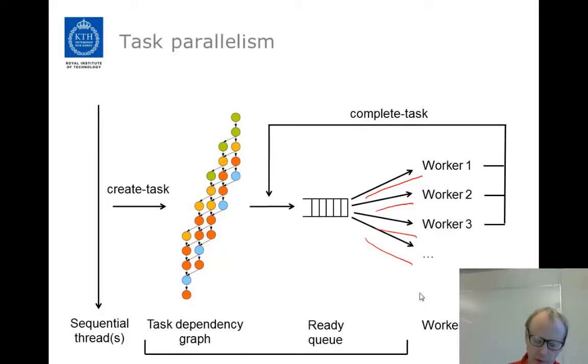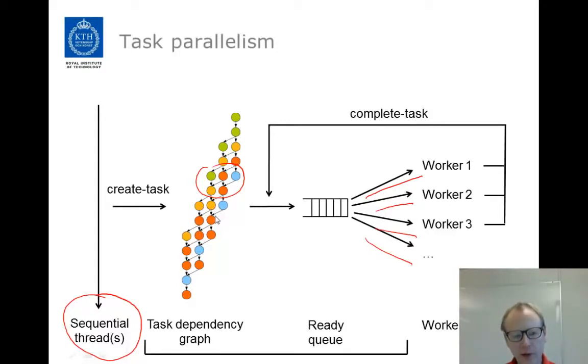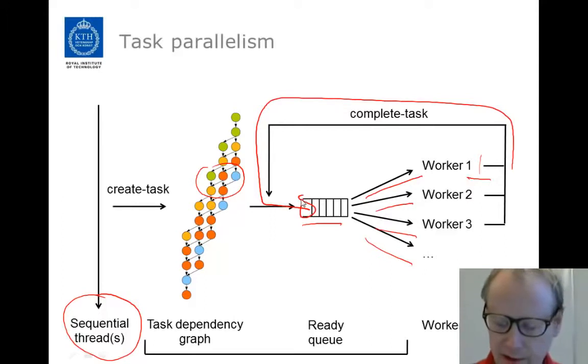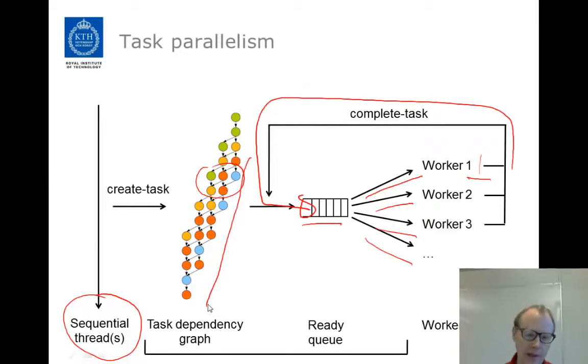In a task parallel program, there is a sequential thread that starts the execution and generates tasks. These tasks are available during execution, and created tasks are put in a ready queue, and then the workers can conceptually take tasks from this ready queue and execute them, and when they're completed, they go and get the next one. New tasks that are executed at the worker can also generate new tasks that are put in this queue. In the end, there is a task dependency graph that may look like this, or in another way, depending on the program.